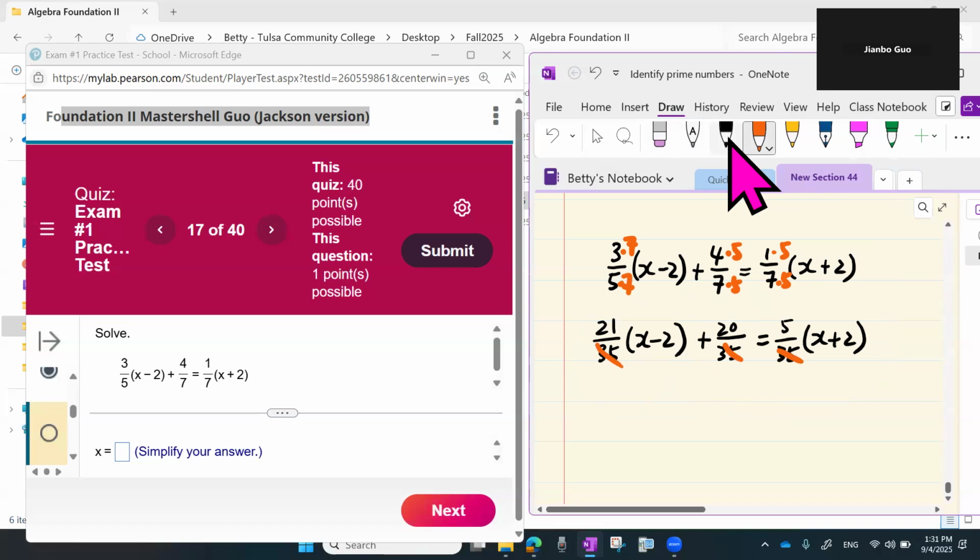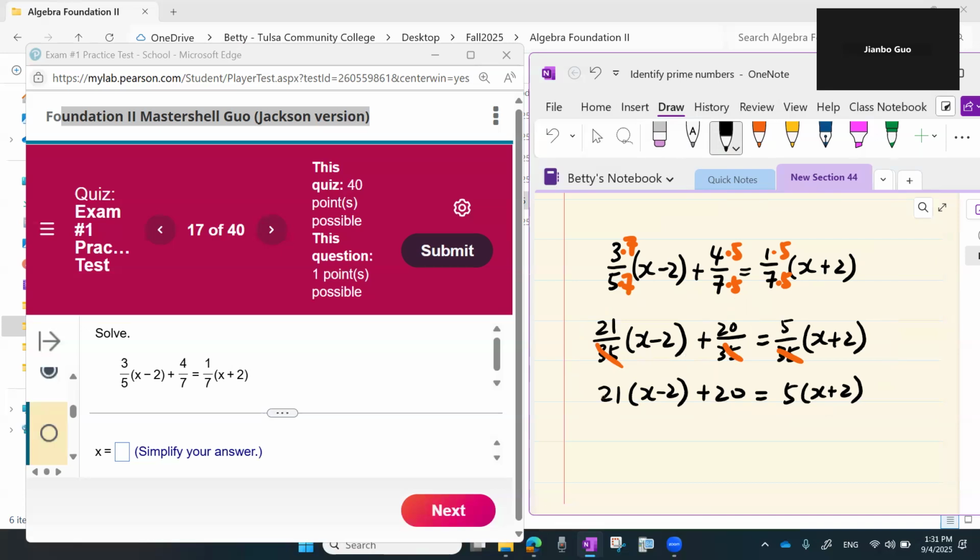Okay. And we have 21 times x minus 2 plus 20 equals, on the right side, 5 times x plus 2. Now we're going to remove the parentheses, distributive property: 21x, 21 times 2 is 42, plus 20 equals 5 times x, 5 times 2 is 10. On the left side, 21x minus 42 plus 20 is minus 22. On the right side, 5x plus 10.